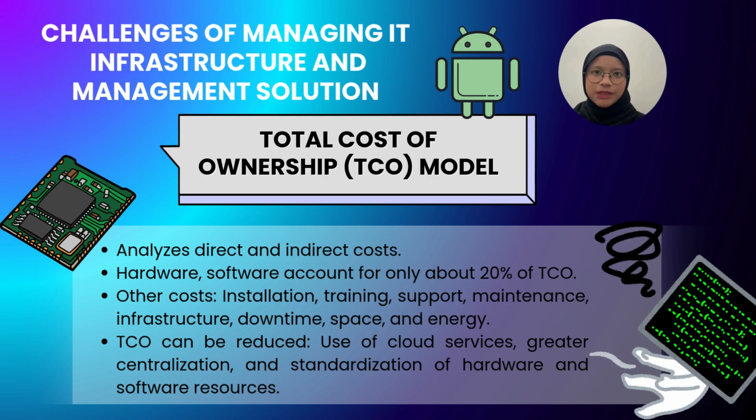Total cost of ownership (TCO) model. Owning IT resources isn't just about buying hardware and software. It also includes hidden costs like upgrades, support, training, and even electricity and space. This is known as the total cost of ownership, or TCO. TCO can be up to 3 times the original purchase cost, so businesses must look at both direct and indirect costs when making IT decisions.